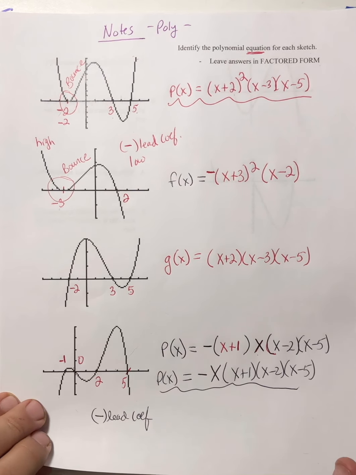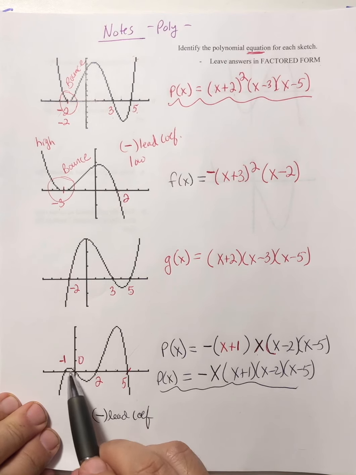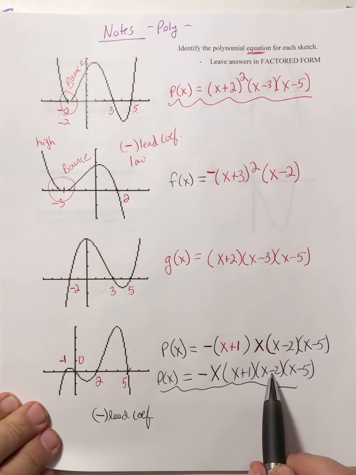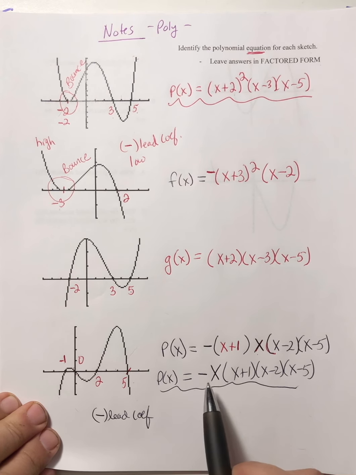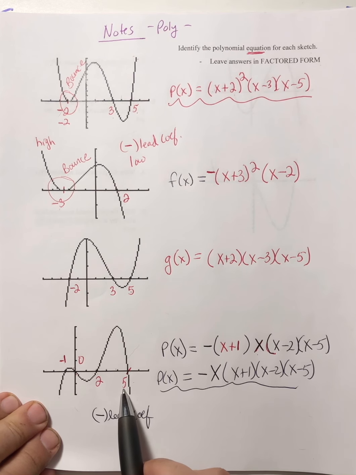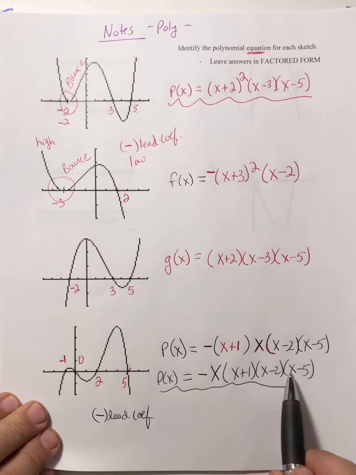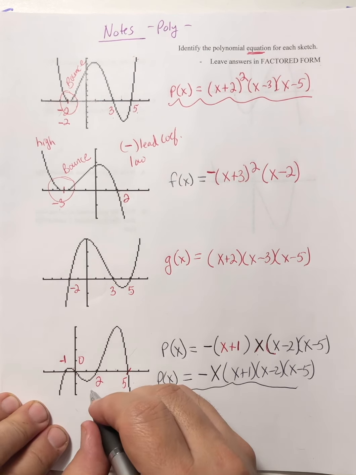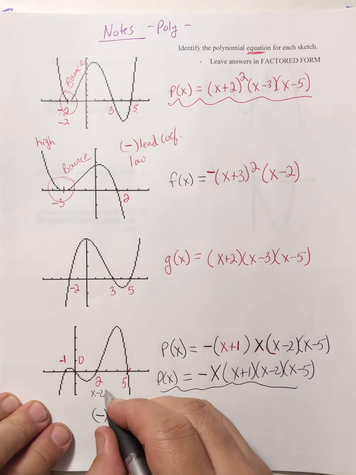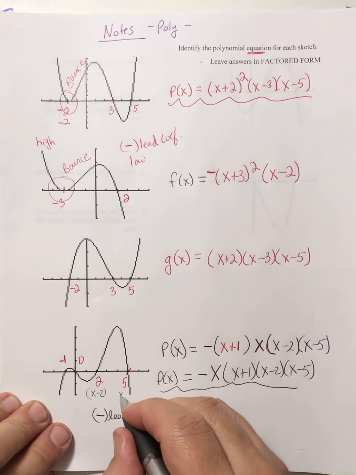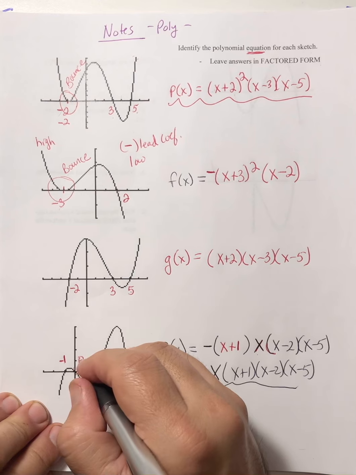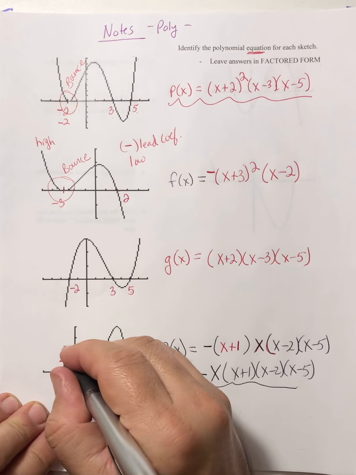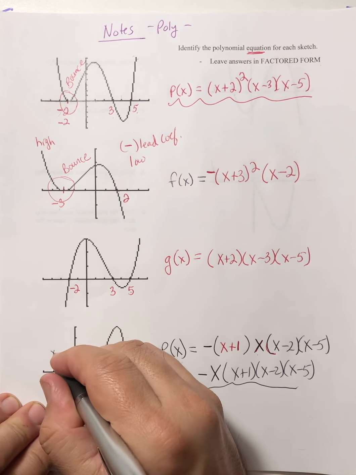Okay. Remember, these are the roots. These are the factors. Positive 5 is the root. x minus 5 is the factor. Positive 2 is the root. x minus 2 is the factor. That has a factor of x, and then this would be x plus 1.